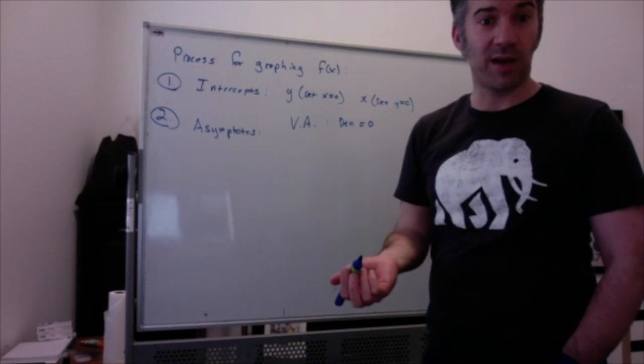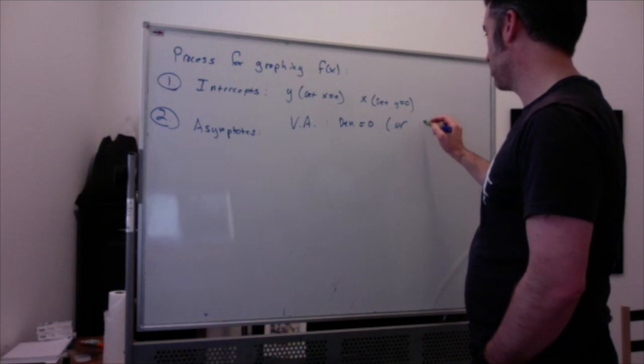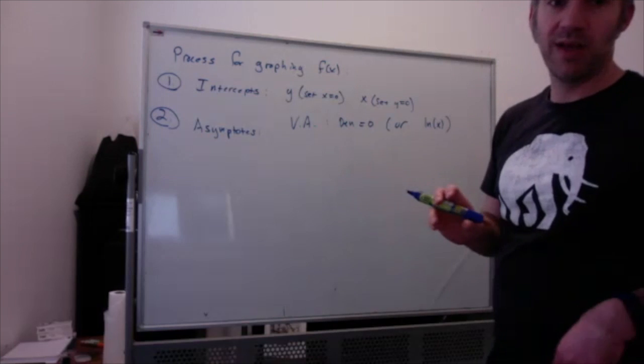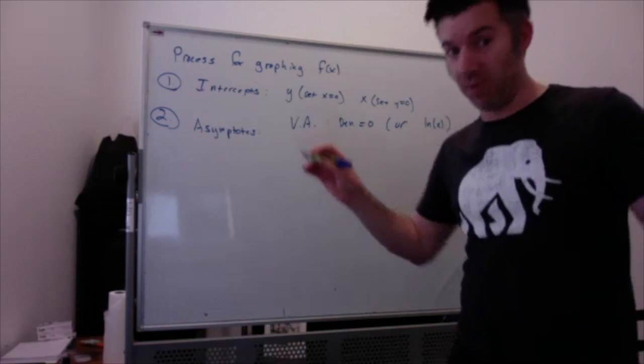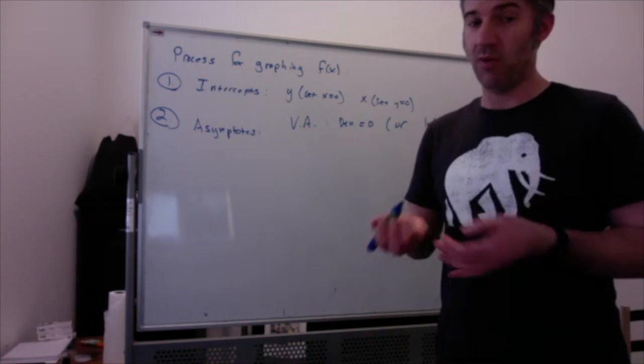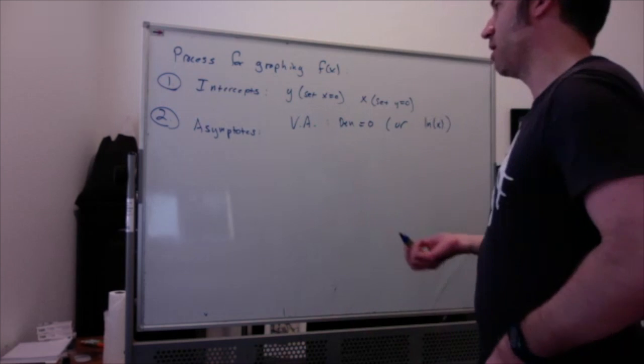The only other kind of exception to that is, or if you have a logarithm somewhere, it's not quite as straightforward as just you have a log. Like there are some functions like x times natural log of x where you don't actually have a vertical asymptote at 0. We'll talk about that in a minute.